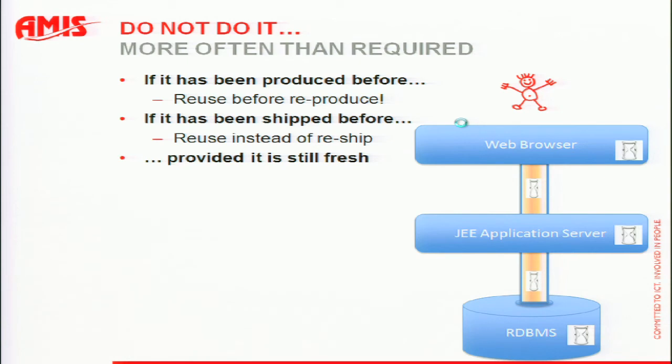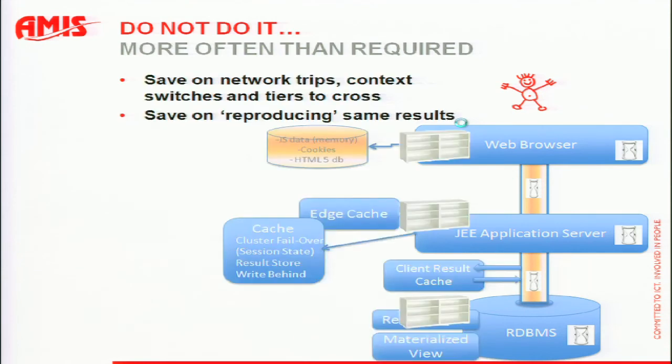That's always the balance, of course, that you have to strike. If it has been shipped before from one tier to the next, reuse instead of reship. If it's no longer there, if it's no longer fresh, then of course you do need to reship, otherwise reuse. And always provided it's still fresh. It's fairly obvious, isn't it?